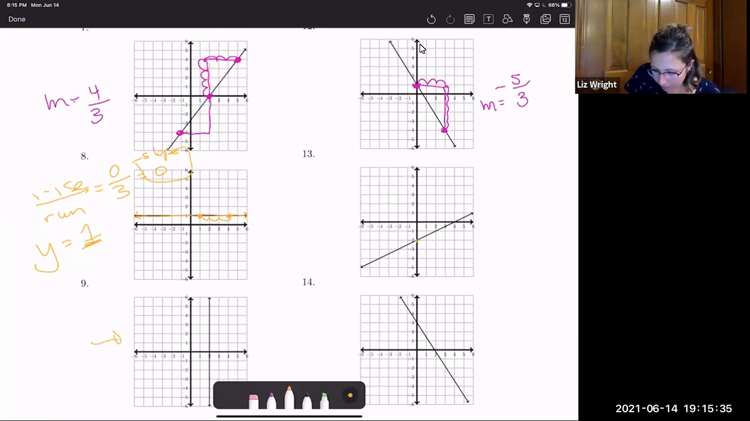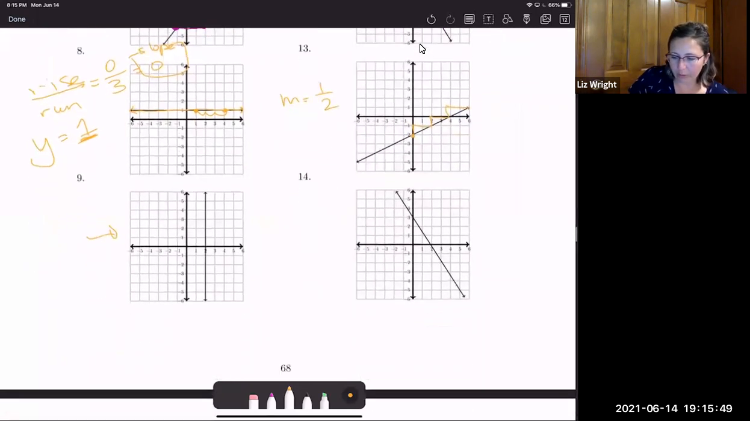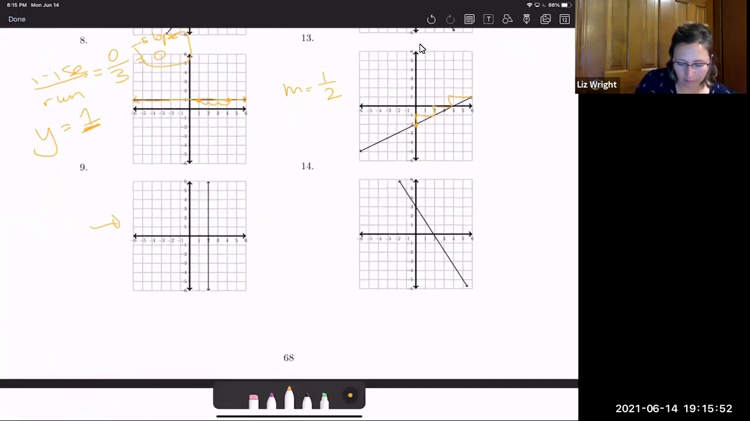Looks like we've got a good lattice point here. And we're going to go up 1, right 2, up 1, right 2, up 1, right 2. So our slope is up 1, right 2. It looks like it's positive. We don't have to reduce. That's all we needed. All right, let's check our next one.